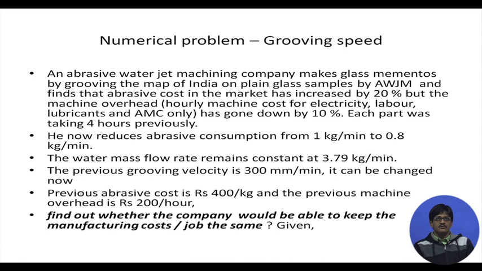The previous grooving velocity is 300 millimeters per minute, and it can be changed now. Previous abrasive cost is 400 rupees per kg, and previous machine overhead is rupees 200 per hour. Okay, that is understood. So, lot of data, and first of all it is a question of grooving.